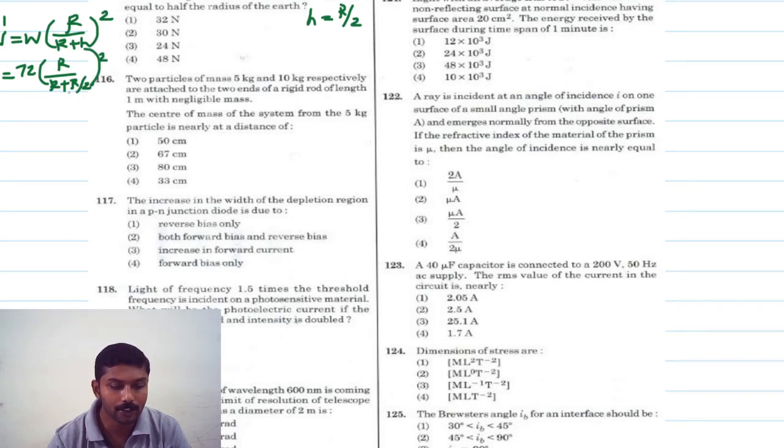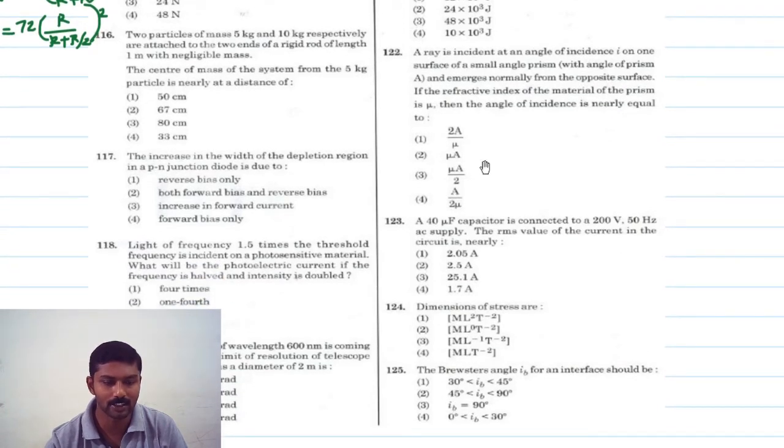When you take the LCM in the denominator and the 2 goes up, this will give you 2r plus r, which is 3r in the denominator. r and r cancel. That means 2 in the numerator divided by 3 in the denominator. You square it, and you get an answer equal to 32 Newton, which is the first option. That is the right answer. Now the next question is from center of mass, 116.